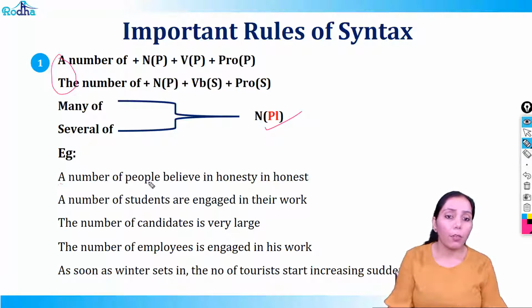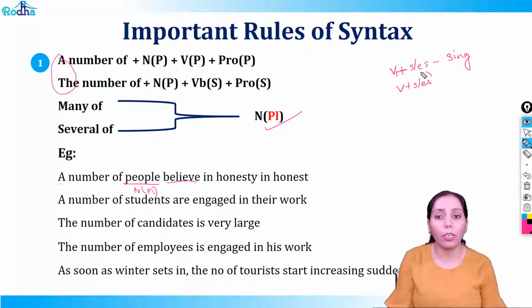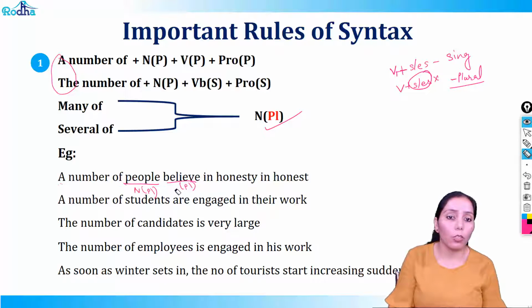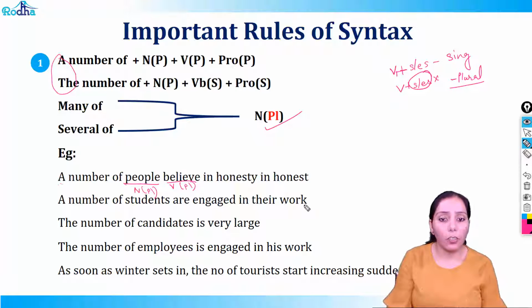So the sentence is saying: a number of people believe in honesty. Now in this, people is a plural noun, and believe is the verb. You all know that when we add s or es to a verb, it becomes singular, and whenever we remove s or es from the verb, it becomes plural. In this statement it is written a number of people believe, not believes. So the noun remains plural and the verb should also remain plural. So a number of people believe in honesty. Right?